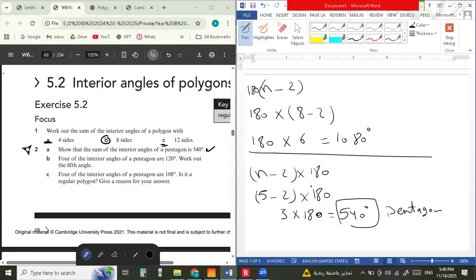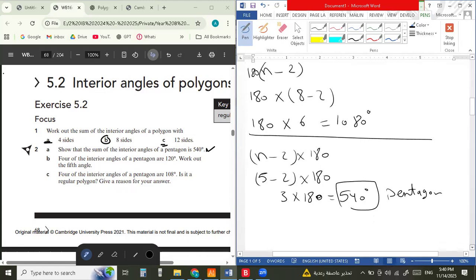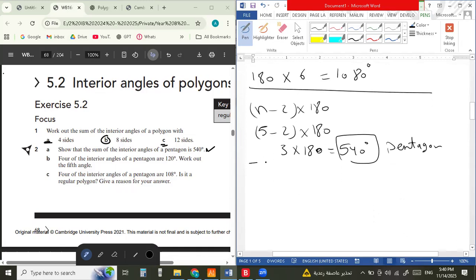Question B says: 4 of the interior angles of a pentagon are 120 degrees each. I know that they did not write the word each over here, and I personally find it also confusing without the word each. They were supposed to write it. I agree with you, but actually it's not going to be possible if it's not each. So 4 of the interior angles of a pentagon are 120 degrees each. Work out the fifth angle.